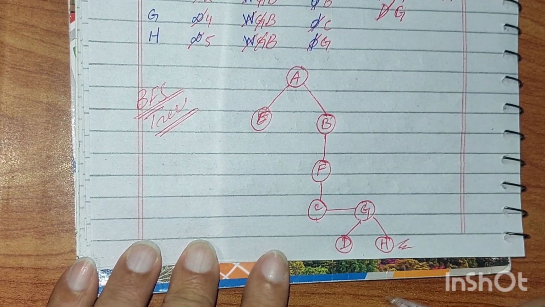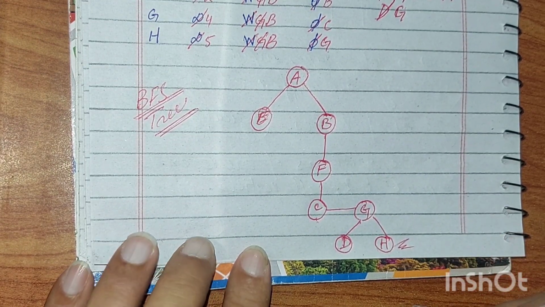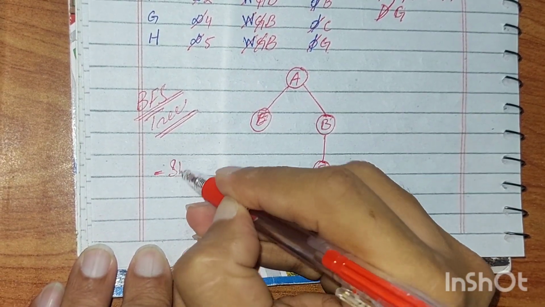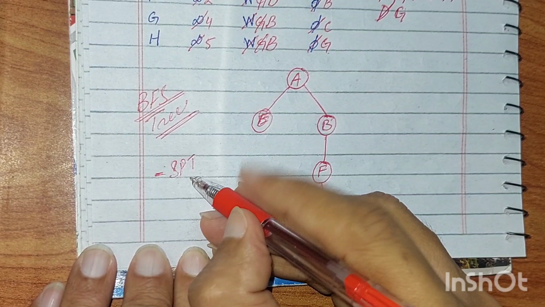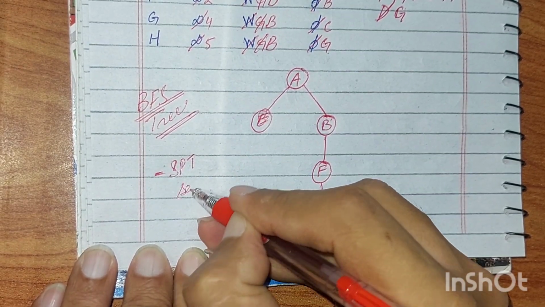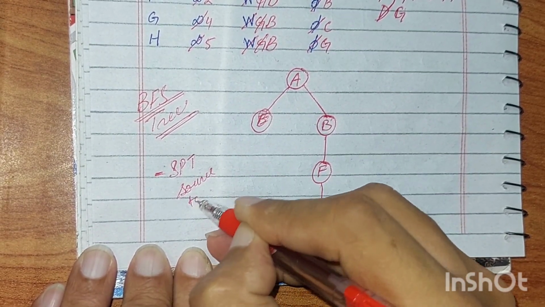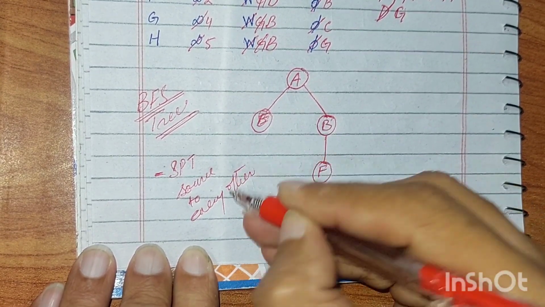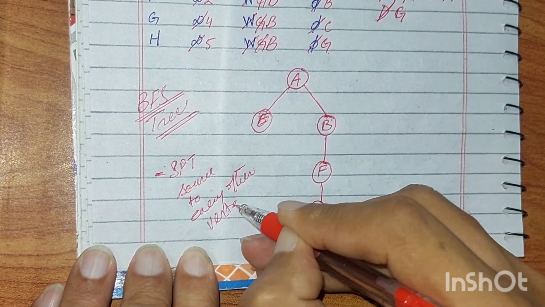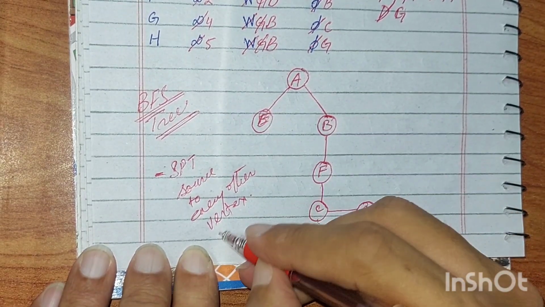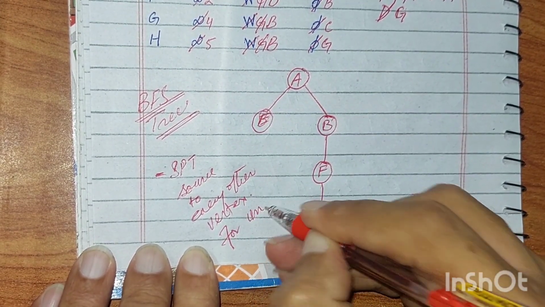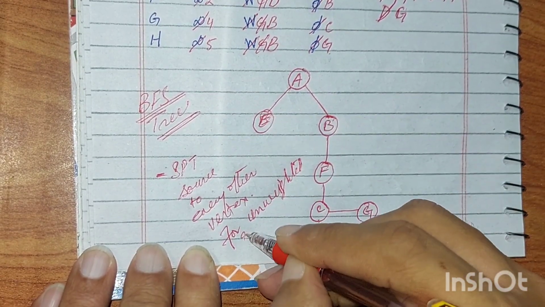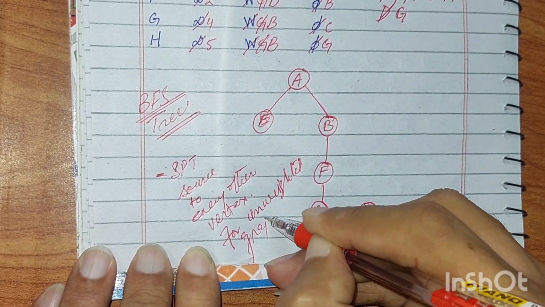The main purpose of this tree is the search, but the side advantage is that it gives the shortest path. It is also the shortest path tree from the source to every other vertex for an unweighted graph.